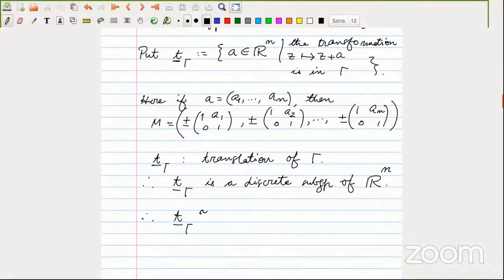Once I have this discrete subgroup of R^n, we know that T bar of gamma is isomorphic to Z^k for some k. This is going to be a finitely generated abelian group, and it has no torsion elements, so therefore it will look like this.